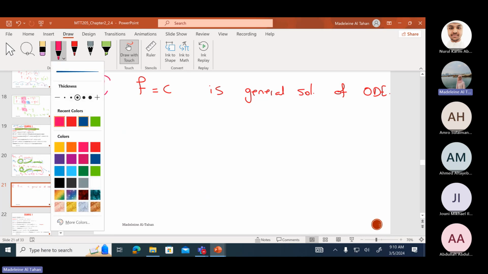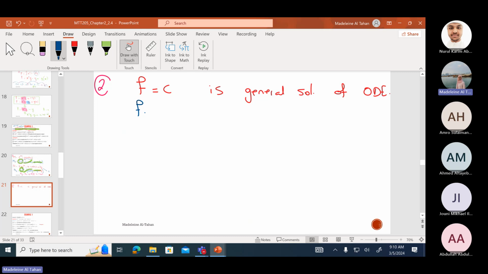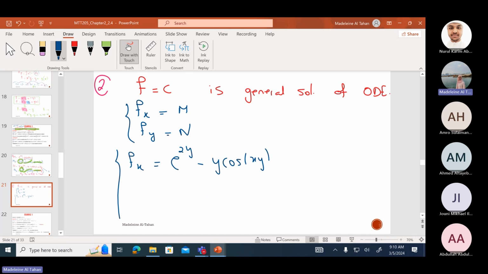It satisfies two equations we set, right? Fx equal M and Fy equal N. Right, miss? So let's go. Fx is equal to what? M, which is e^(2y) minus y cosine xy. And Fy, miss, it is 2x e^(2y) minus x cosine xy plus 2y. Till this step, are we okay with it, miss?